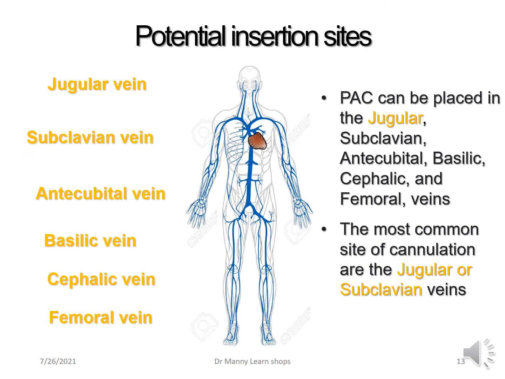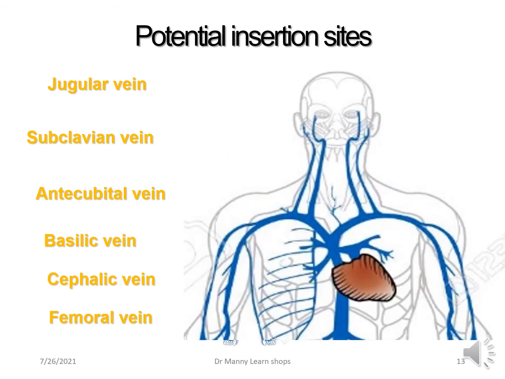What are some of the potential insertion sites? Well, as for a central venous catheter, the jugular vein, subclavian vein, antecubital vein, the basilic vein, the cephalic vein, and in some rare situations, the femoral vein. But the most common sites of cannulation are the jugular and subclavian veins.